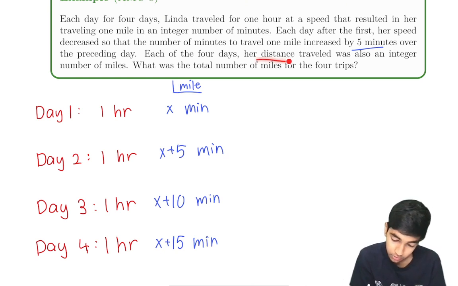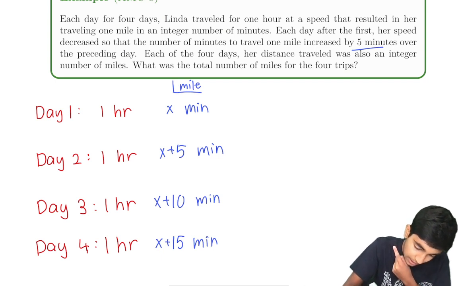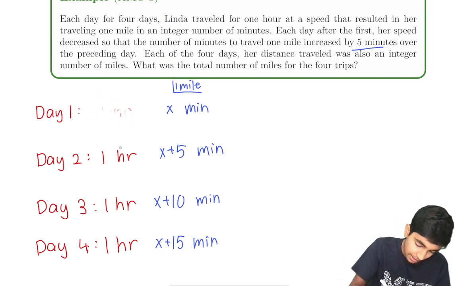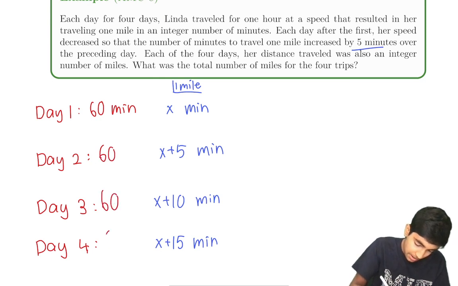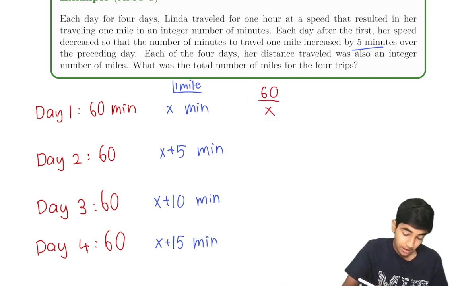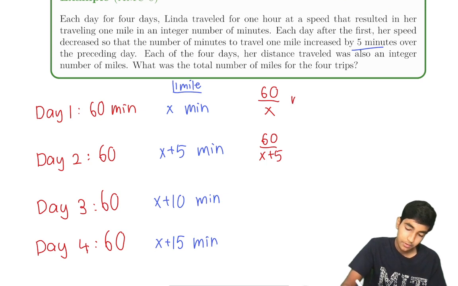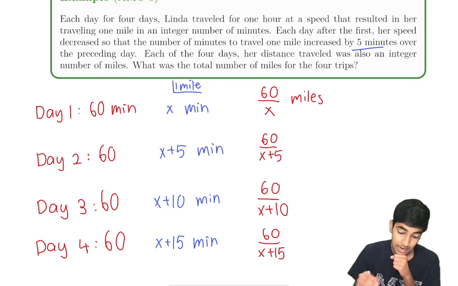But then it also says that her distance traveled was also an integer number of miles. What does that mean? If 1 mile takes this many minutes, then 1 hour is the same thing as 60 minutes. So 60 minutes total divided by X must be an integer because this is the total time, this is the time for 1 mile, so this is the number of miles. Similarly, 60 over X plus 5 miles, 60 over X plus 10, and 60 over X plus 15. And this is the number of miles. But it says this must be an integer.